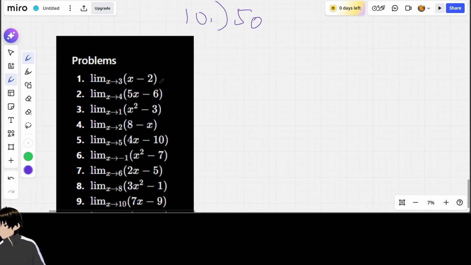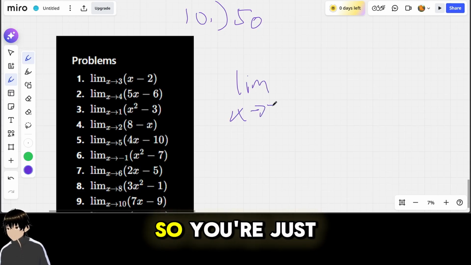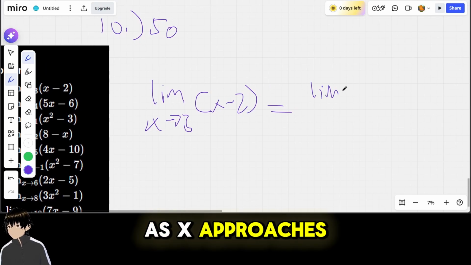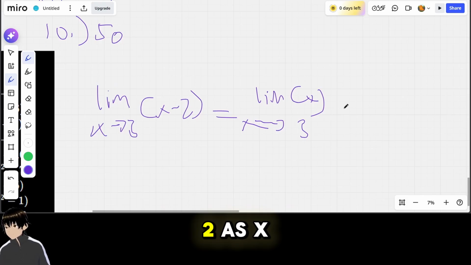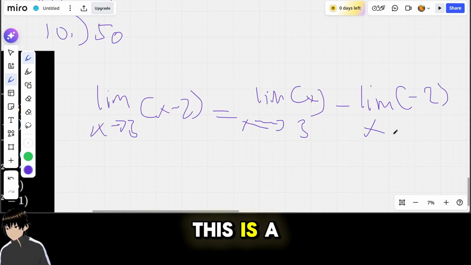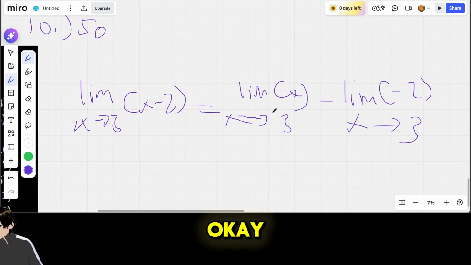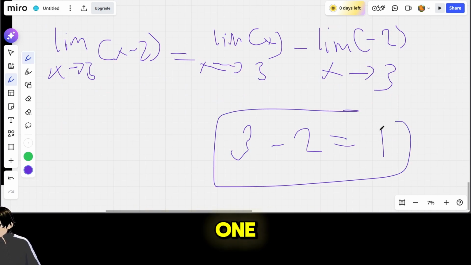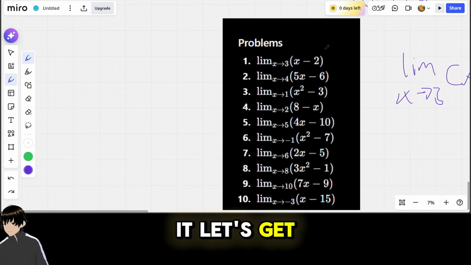The limit of x minus 2 as x approaches 3 is, we're just going to rewrite that as the limit of x as x approaches 3 minus the limit of negative 2 as x approaches 3. This is a constant and this is a variable, so we do that. That's going to be the answer: positive 1 is the answer for 1. So we're just going to write the answer here. Let's get to the next.